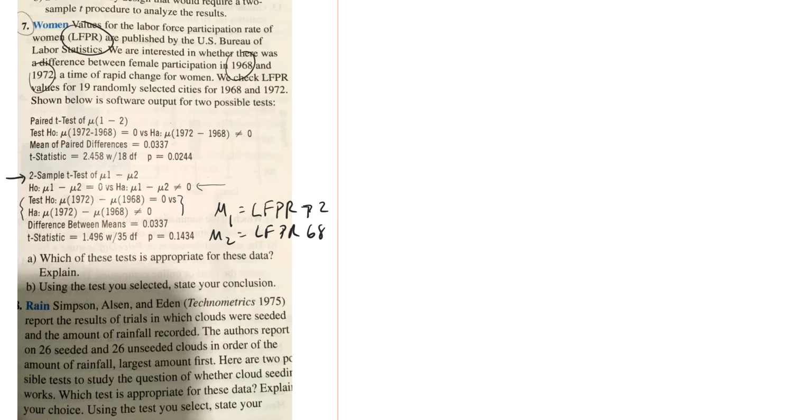We found the difference between the means was 0.033, the t-statistic was 1.496, and there's our p-value. By looking at this, p is 14%. So here I would say I don't have evidence for HA. I'm just talking, I'm not writing anything up officially.